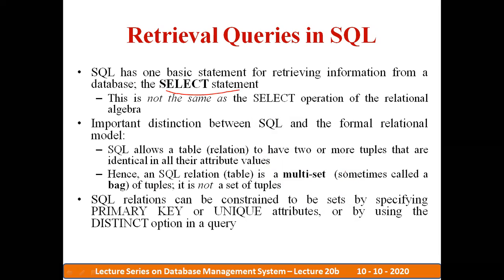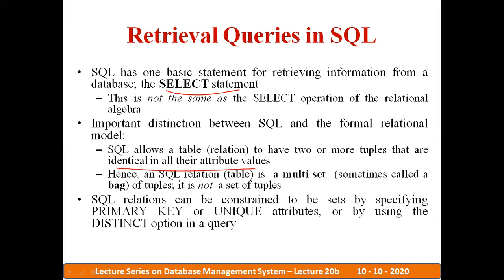This is not the same as the select operation of relational algebra. We also discussed the select operation in relational algebra. In that case, we do the selection of the tuples. But here, we are retrieving the information. So there is an important distinction between SQL and the formal relational model. SQL allows a table to have two or more tuples that are identical in all their attribute values.